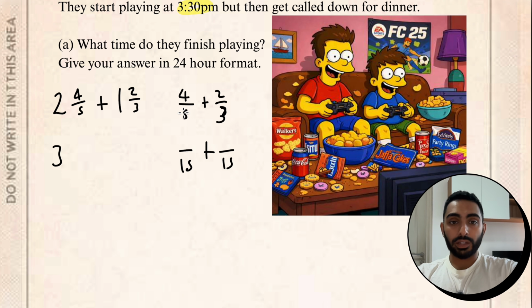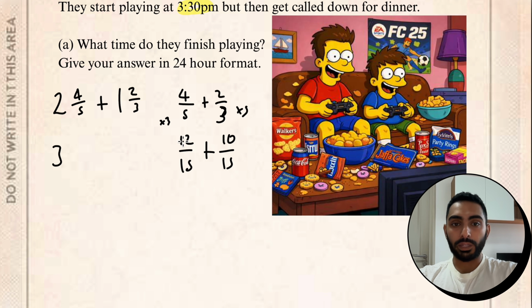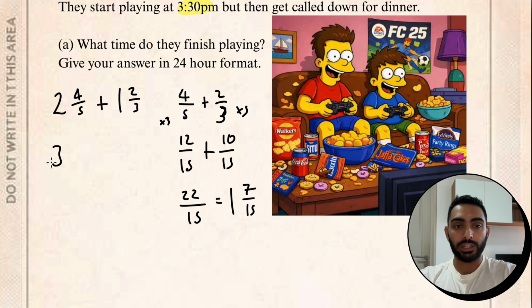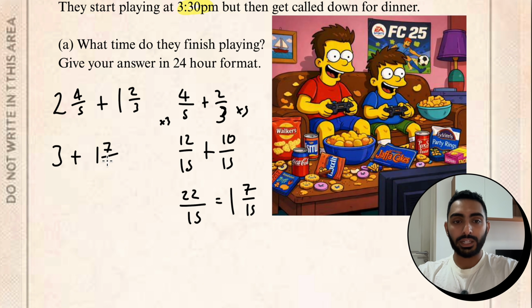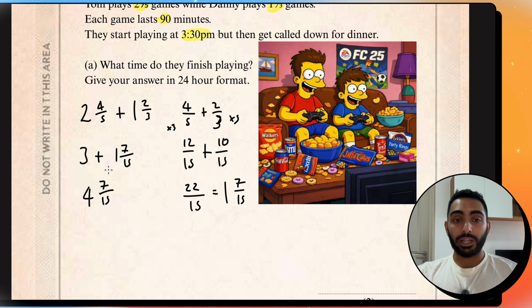We want to get these to be the same. 5 times by 3 gave us 15. 4 times by 3 is 12. 3 times by 5 gave us 15, so 2 times by 5 gives us 10, and it would be 12 add 10, which is 22 over 15. And if I change that into a mixed number, how many 15s go into 22? It's 1 whole with 7 remaining, over 15. We're adding 1 7/15 to this. That would be 4 7/15. That means they're playing about 4.5 games.